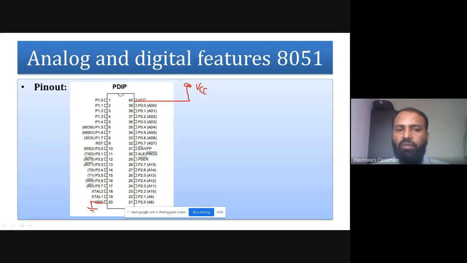So first I will connect this VCC pin to the plus 5 volt power supply, and pin number 20 to the ground of my hardware. Then I will connect my crystal to pin numbers 18 and 19. So how is my crystal going to be connected? Suppose this is my crystal.